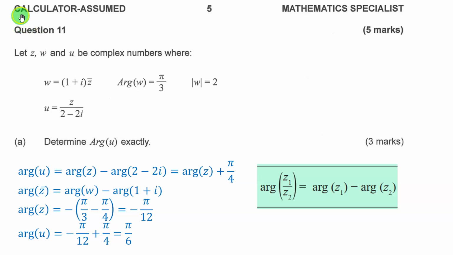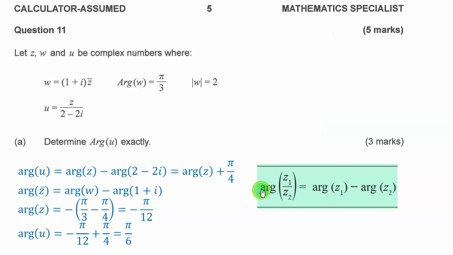So question 11, it's in the calc assume part of the paper, and we know just about everything we need to know here to do it on the calculator, and it's 3 marks, so we could do it that way, but let's have a look at trying it without the calculator first, and then we'll look at doing it again with a calculator.